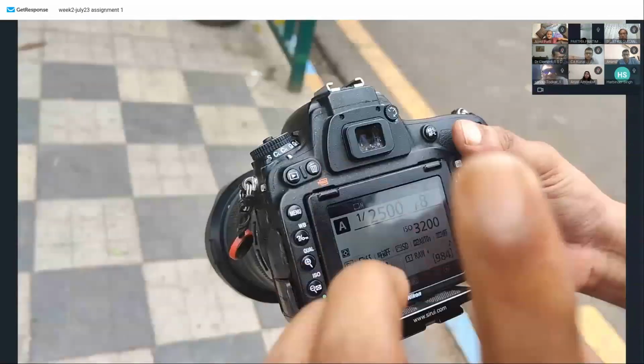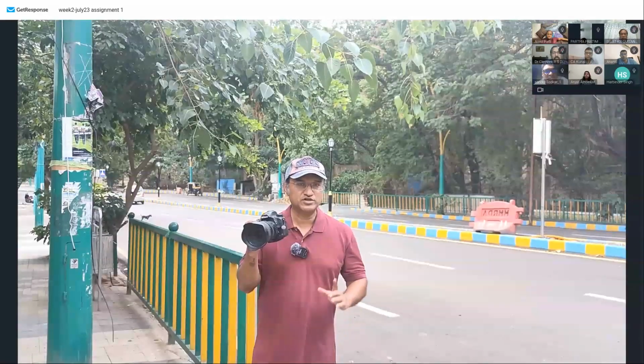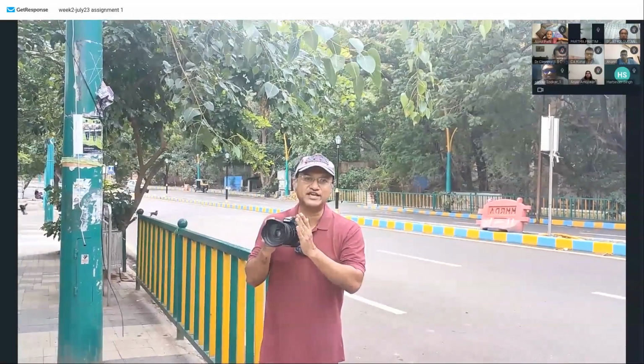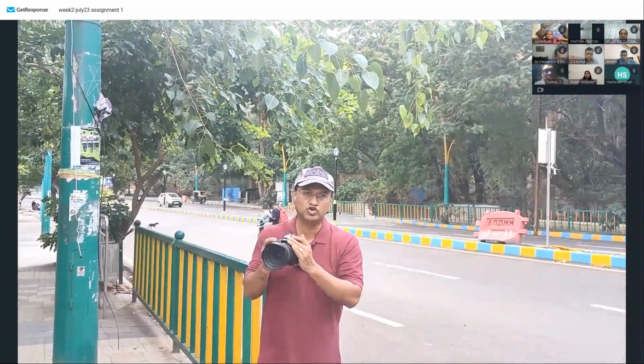I would suggest you keep the ISO on auto mode, because the light conditions are going to change from location to location while you are moving your camera. So let the camera take care of ISO by putting it on auto mode.